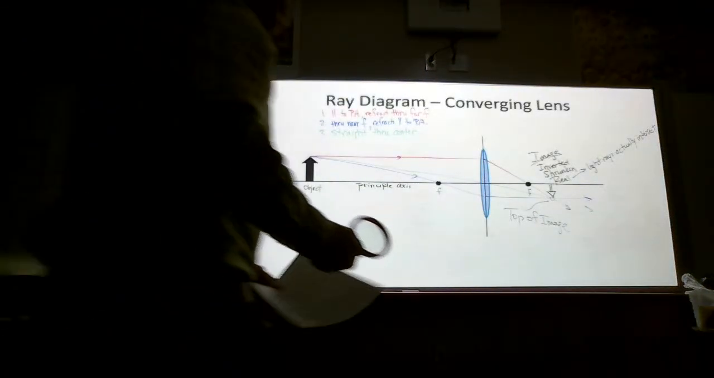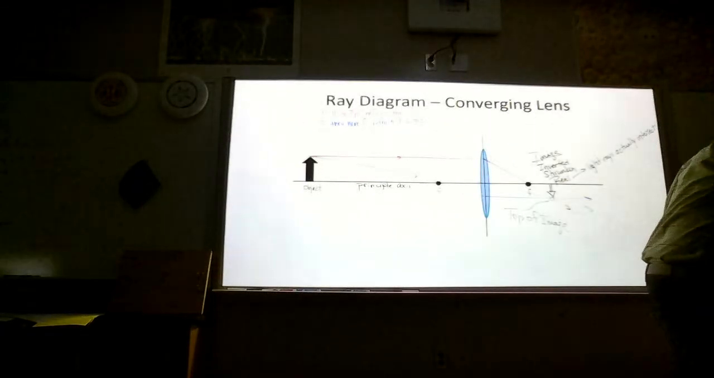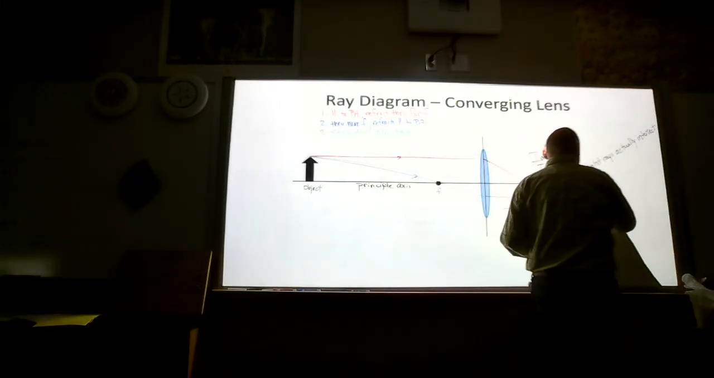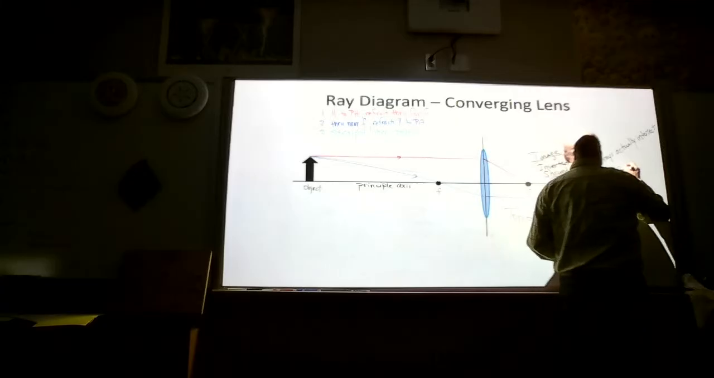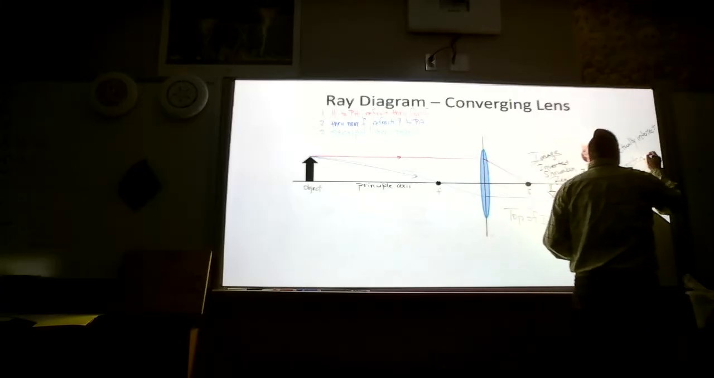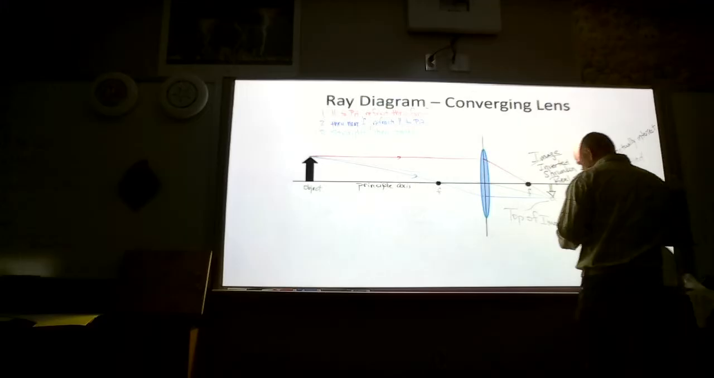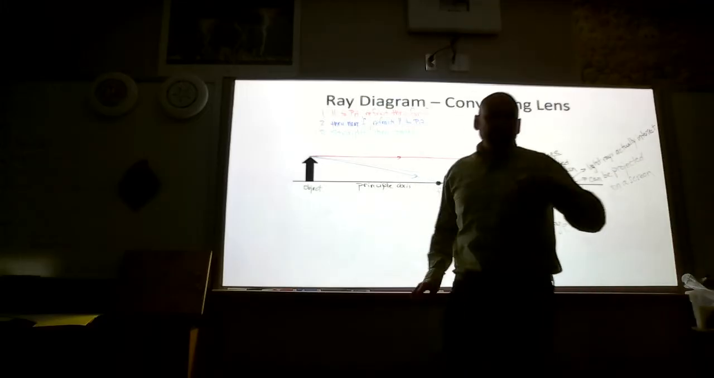Okay. So, real means can be projected on a screen. The light rays are actually doing that.